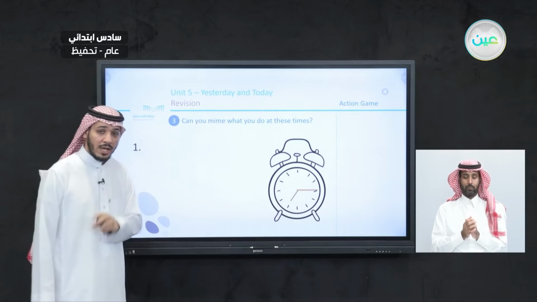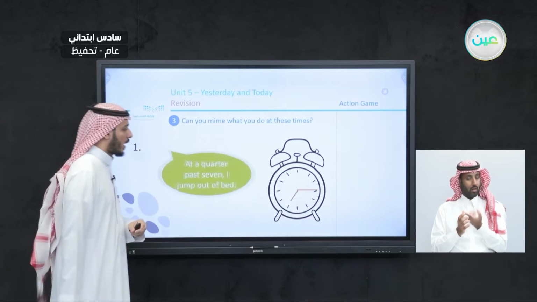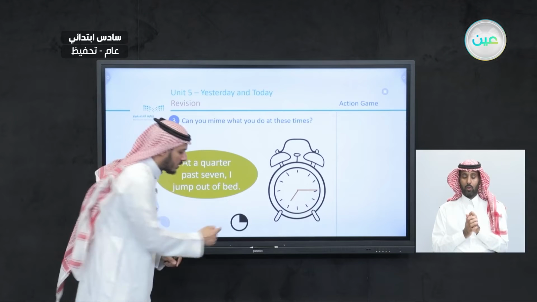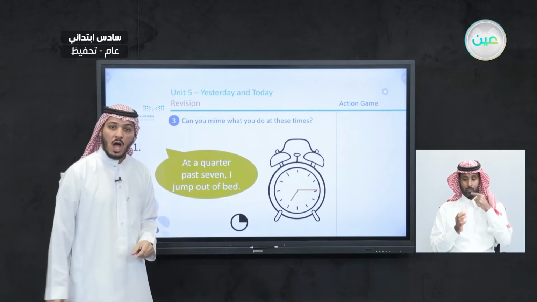Now we can read it in another way. Okay, so at a quarter past 7, I jump out of bed. Okay, so now we have a quarter. Quarter means what? Means this. So we have full and we have quarter. Quarter is just one out of four.